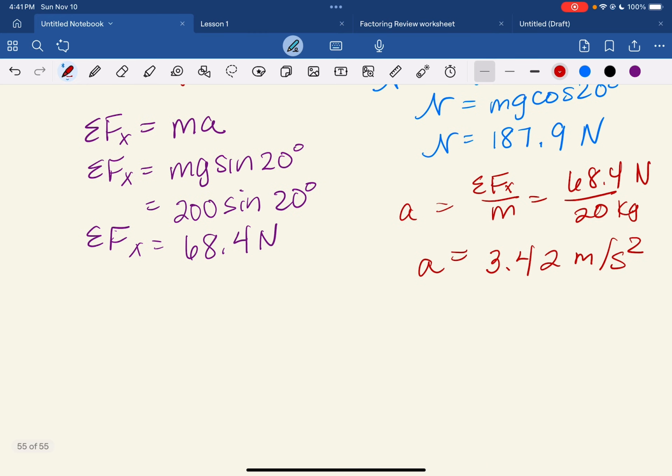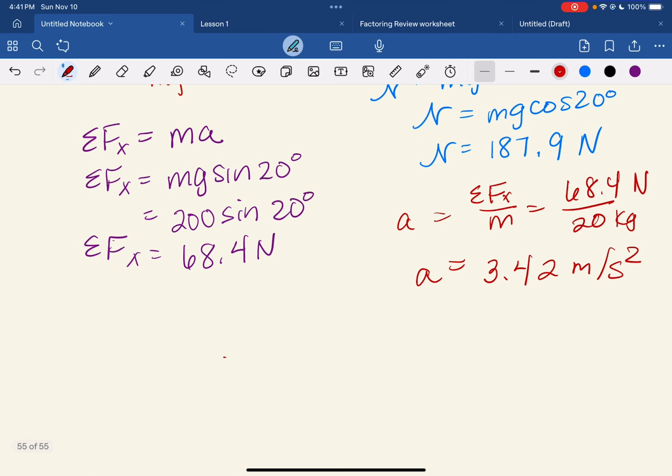And here's why. This is a little bonus feature. If we say that in the x direction, mg sine 20 degrees is equal to ma, the mass of the object doesn't matter. It's just the angle and gravity. Since we're on Earth, that's a constant. And because we didn't change our angle, our acceleration is going to be the same value. So that makes total sense that it's that way.